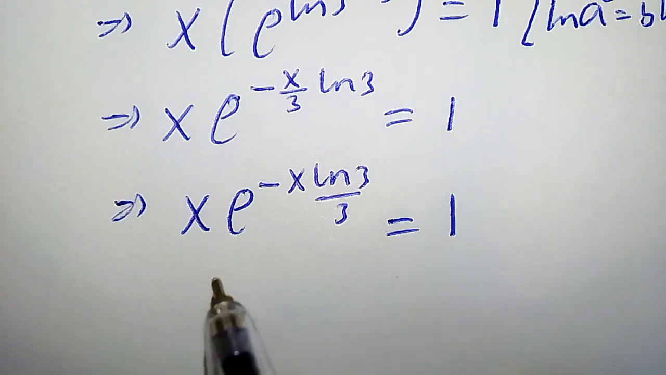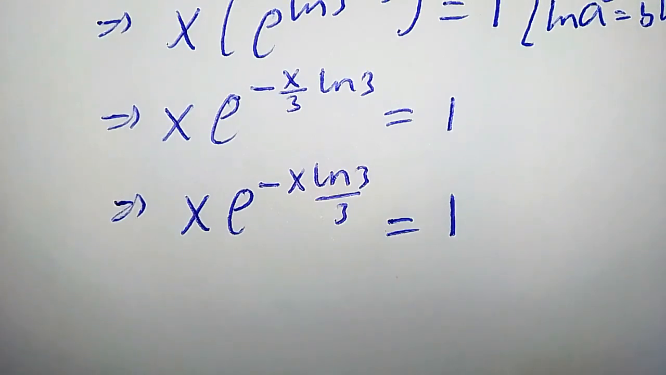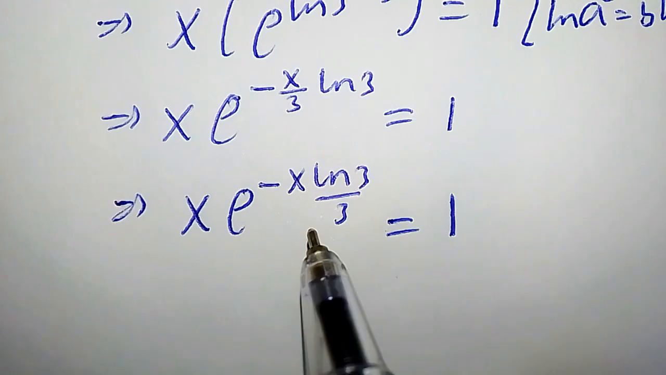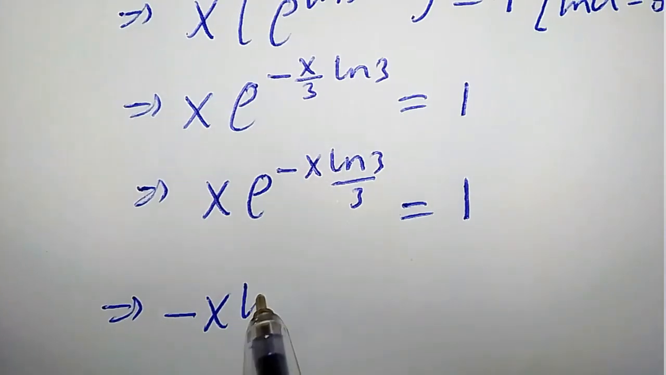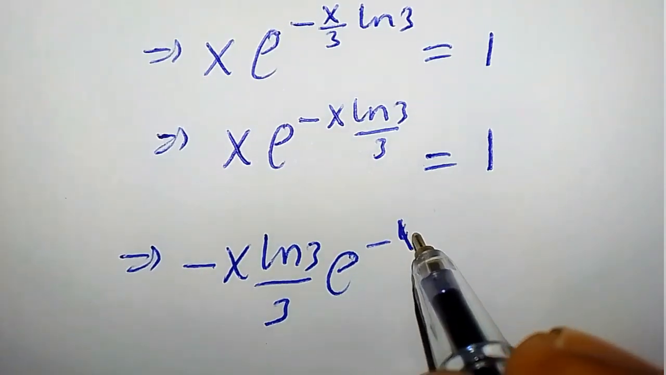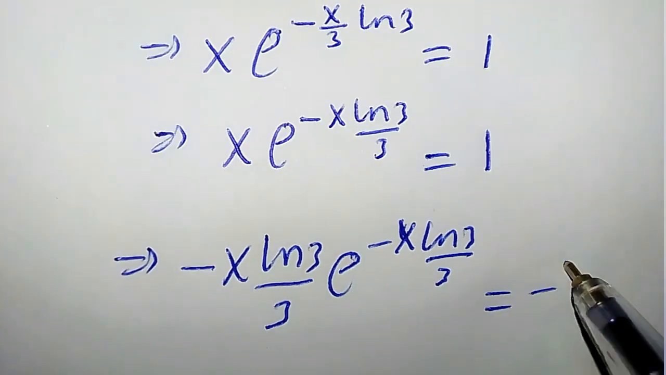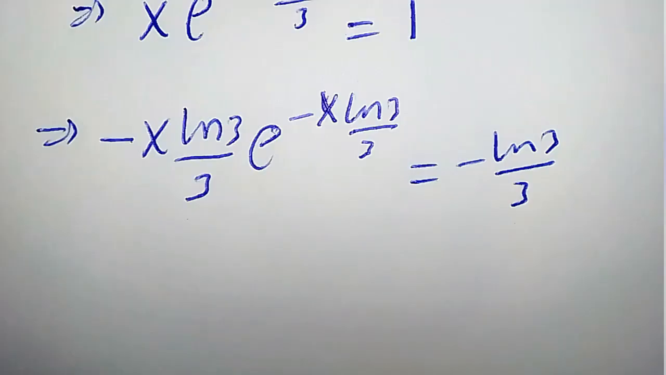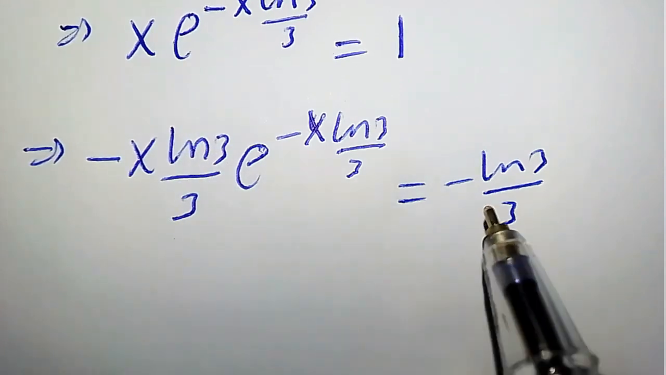Now, suppose we want this to be in the form of this. What do you think we should do? We can simply multiply both sides by minus ln 3 over 3. This implies that minus x ln 3 over 3 times e to the power of minus x ln 3 over 3 is equal to what? Minus ln 3 over 3. Nothing has changed. We just multiply both sides by negative ln 3 over 3.